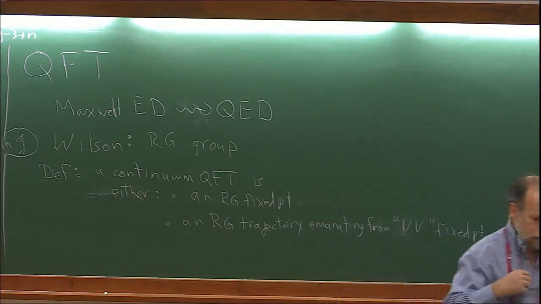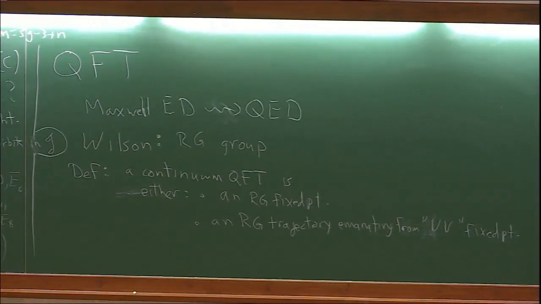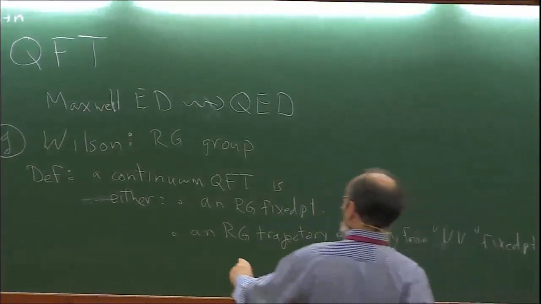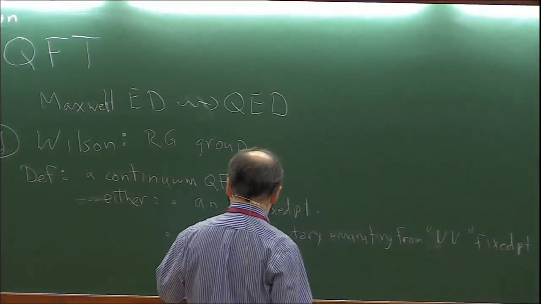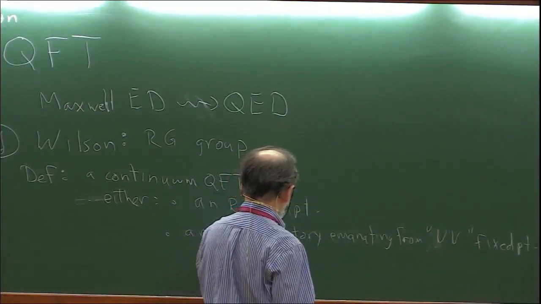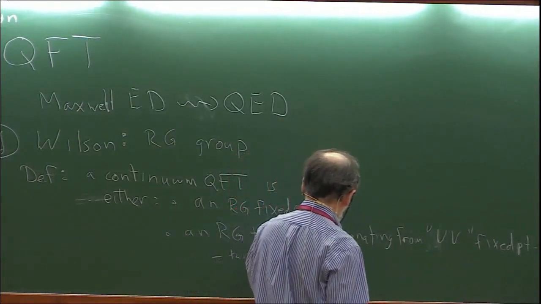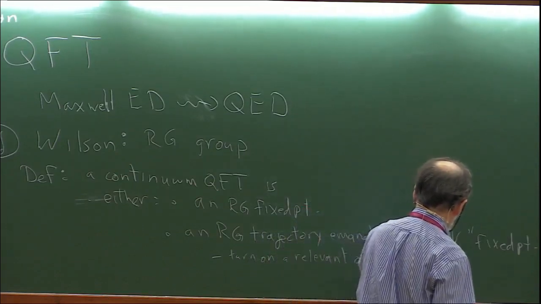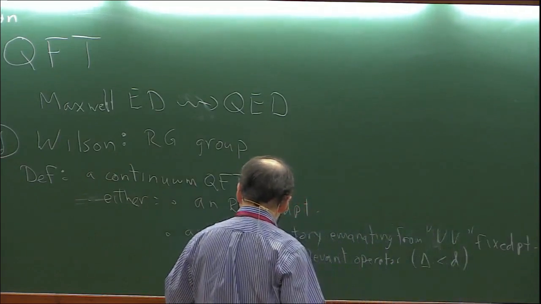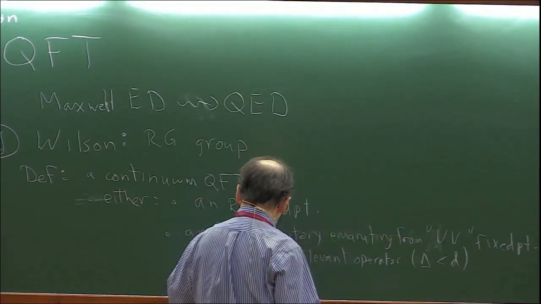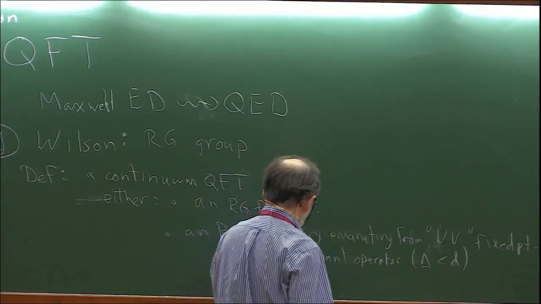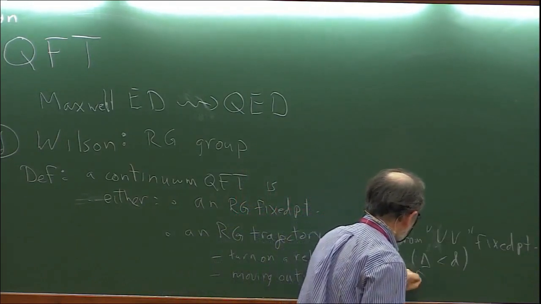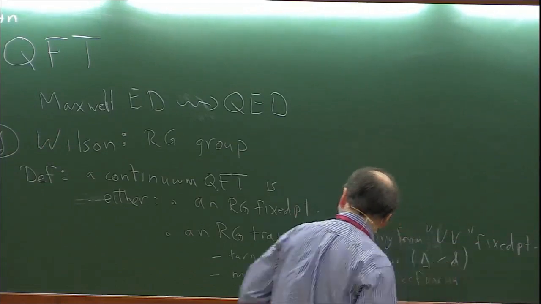And the idea is that the short distance physics of that quantum field theory is governed by the physics of the fixed point theory. And this trajectory is induced either by turning on a relevant operator of scaling dimension delta less than d, or moving out onto some moduli space of vacua, or both.